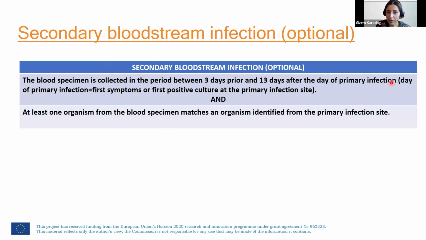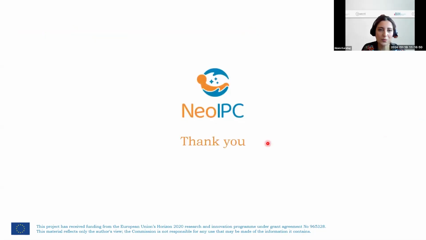The day of primary infection is the day of the first symptoms or first positive culture of the primary infection site. And the second criterion is a lab criterion: the organism that is isolated from the blood or cerebrospinal fluid must match the organism that was identified from the primary infection site. If these two criteria are fulfilled, you can report this as a secondary bloodstream infection.